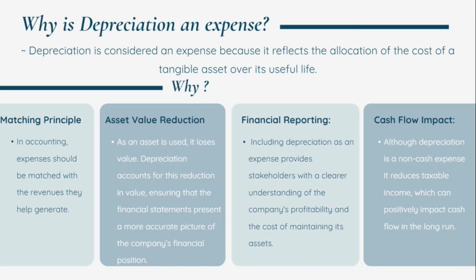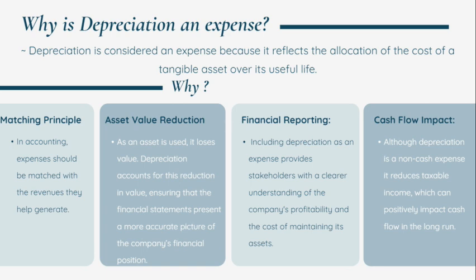Why is depreciation an expense? Depreciation is an expense because it reflects the allocation of the cost of a tangible asset over its useful life. Here are some reasons why. The matching principle means that as an asset is used to produce revenue, its cost is gradually recognized as an expense, reflecting the wear and tear or reduction in value over time.